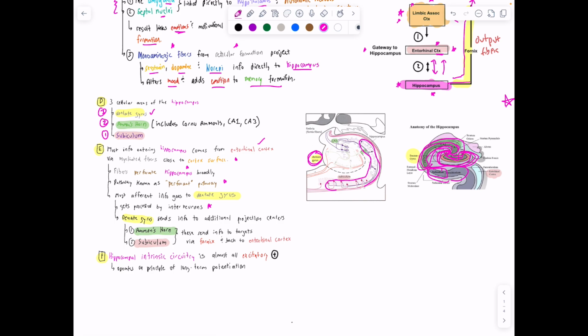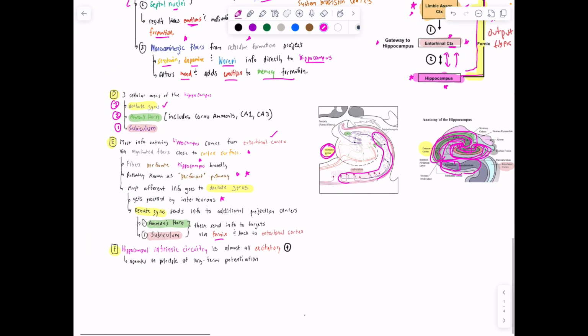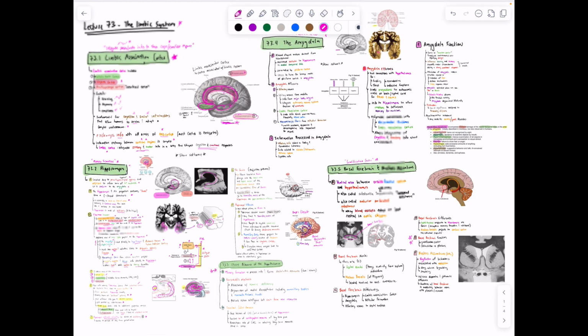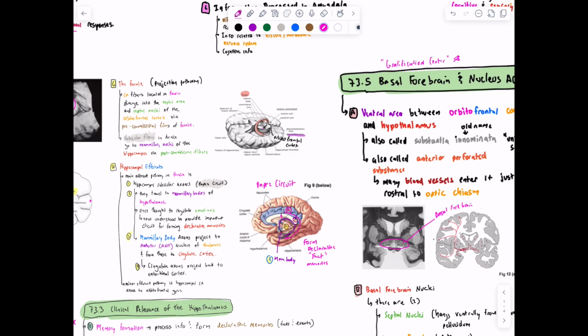Okay, and then after information has come in through the perforant pathway into the hippocampus, of course, it's going to be sent out via the fornix. But there's this idea that the internal, intrinsic circuitry, the interneuron circuitry of the hippocampus, is almost all excitatory overall. All right, so then more on the output of the hippocampus, we have the fornix, which we saw was that tail that wrapped around it, and ended in the mammillary body.